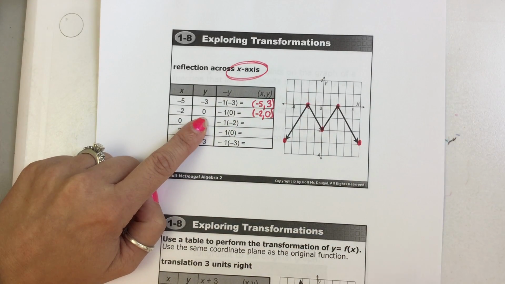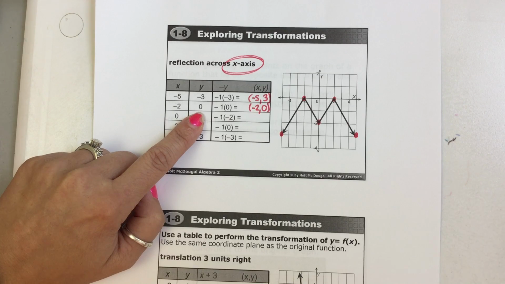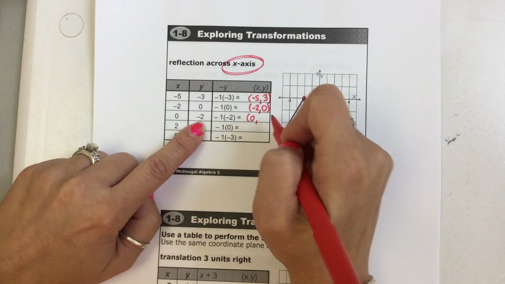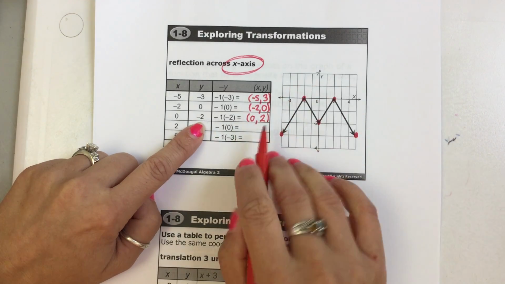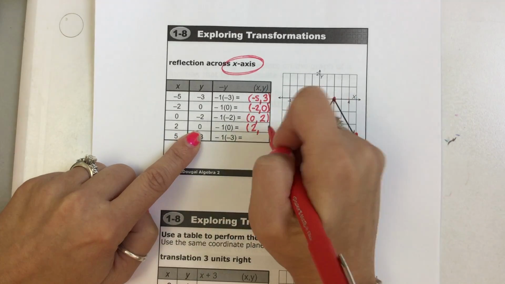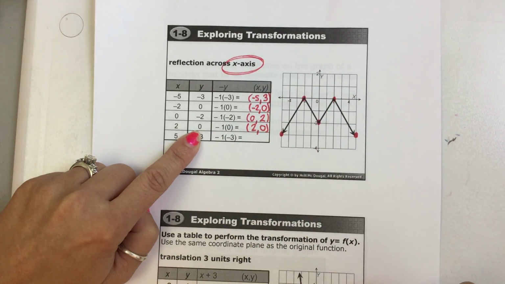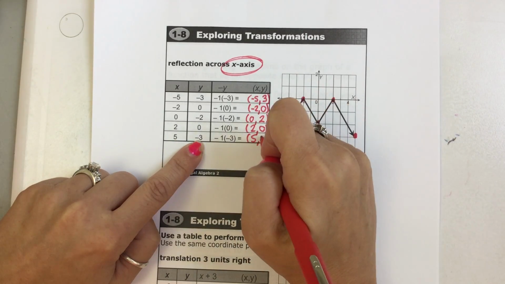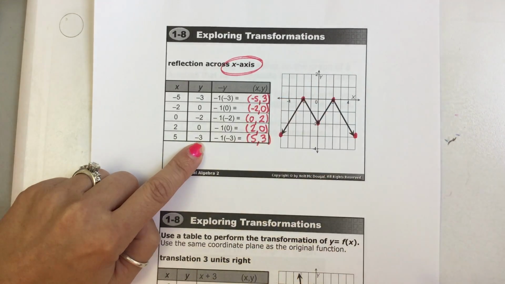There's no such thing as a -0, so 0 will remain 0. The x stays the same. -2, the opposite of that is a +2. 2 stays the same. There's no such thing as a -0. 5 stays the same. Negative times a negative, this will be a +3.